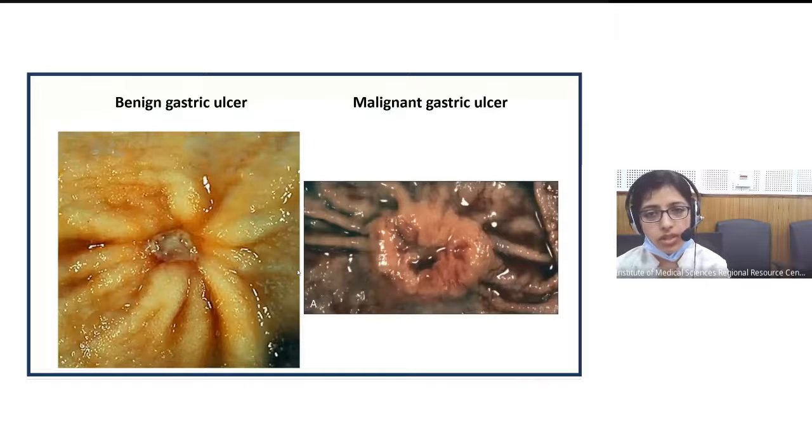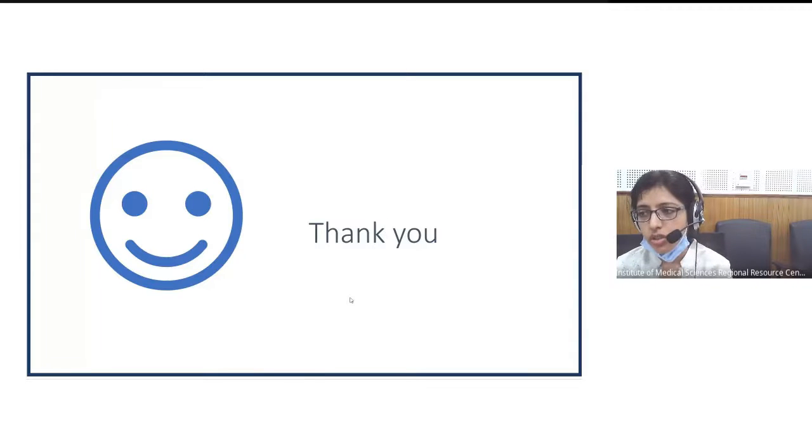Okay, so this I have already explained to you. This is how a benign ulcer looks. This is how a malignant ulcer appears. And with this, we end today's topic of peptic ulcer disease and gastric adenocarcinoma.